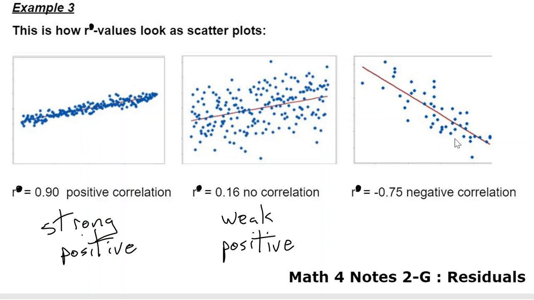All right, here, negative 0.75. Negative 0.5 would be closer to 0 than negative 1, and this one is actually a little closer to negative 1. So I think we could still call it a strong negative correlation. About the time you start getting close to negative 0.5 and getting close to 0, then you start doing the weak side of it.